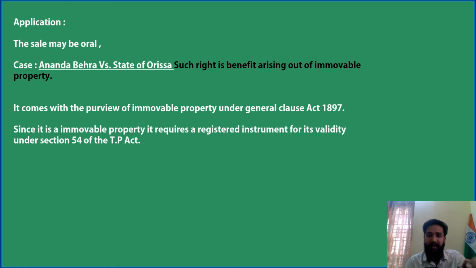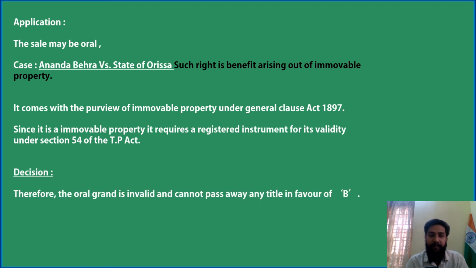So we already know the lake is immovable property, and if you get a benefit arising from an immovable property, that is fish. Fish is a benefit from the lake. It is also considered immovable property. Since it is immovable property, it requires a registered instrument for its validity under Section 54 of the Transfer of Property Act. So what is the decision? The decision is therefore that the oral grant is invalid and cannot pass title in favor of B. If you just say orally that you can catch fish from that lake for rupees 700, that is an invalid agreement. So that won't stand. So we should know that.